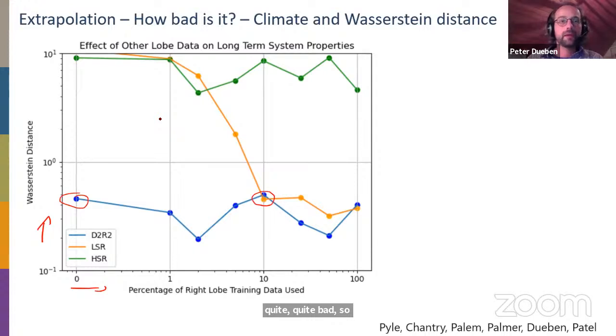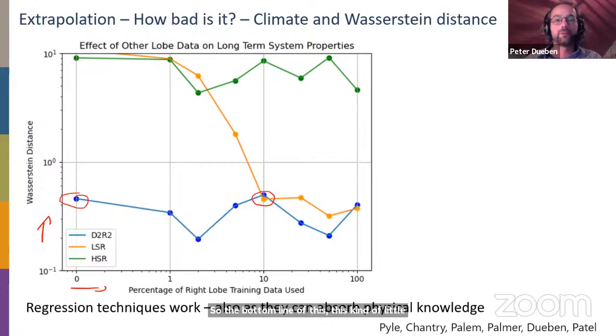So the bottom line of this little adventure with the Lorenz 63 model is that regression techniques work quite well, actually. And this makes sense because they are learning the equations literally in the physical sense.